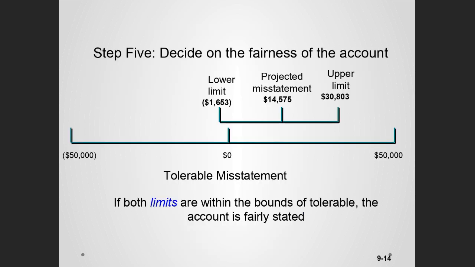What do we do with these numbers? We take them and we put them on this continuum. So we have the tolerable misstatement. It could be 50,000 plus, it could be 50,000 minus. When we calculate the confidence bound, the upper limit is 30,803 on the plus side, and the lower limit is negative 1,653. If these two numbers, the positive number and the negative number, both of them fall within the plus or minus 50,000, then we will say that our account is fairly stated. If one of these numbers goes outside the bound, we would say that the account is not fairly stated.